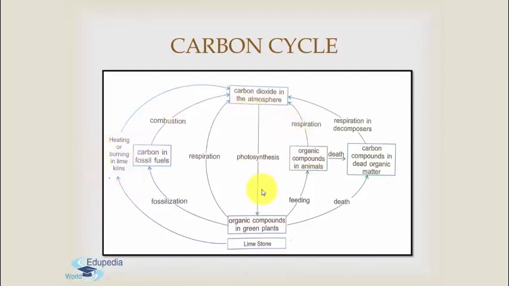See, here you can see the carbon cycle. Here you can see how the organic compounds in green plants release carbon dioxide in the atmosphere. Some do it through fossilization, in which carbon is in fossil fuels, and then when it is combusted, it releases carbon dioxide in atmosphere. Some release carbon dioxide through respiration. Some release it through organic compounds in plants. And there are several other ways through which organic compounds in green plants release carbon dioxide in atmosphere.